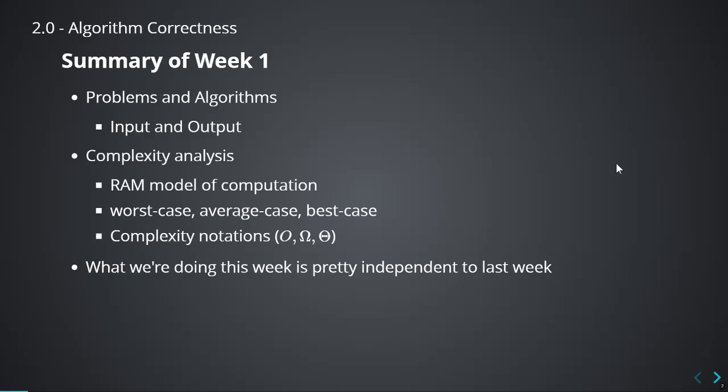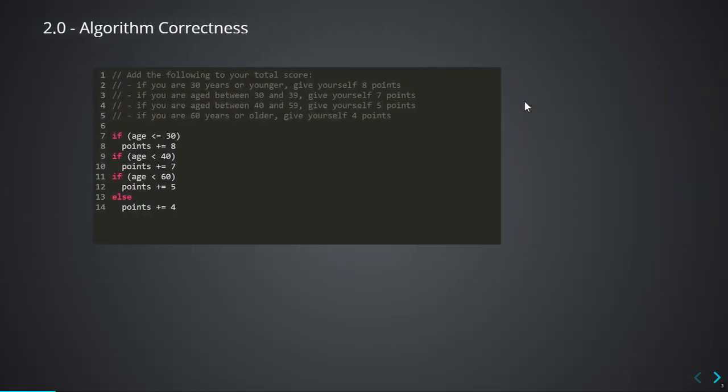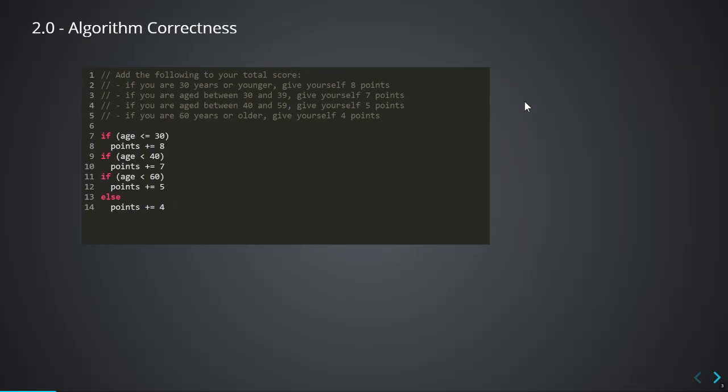And thinking about correctness, you probably made a lot of mistakes when you were just starting to program back in first year or even before, especially when you first learned about if statements. It's very common for people to make mistakes when they're writing the first if statement. So for example, this program here, you're supposed to give yourself different points depending on what age you are.